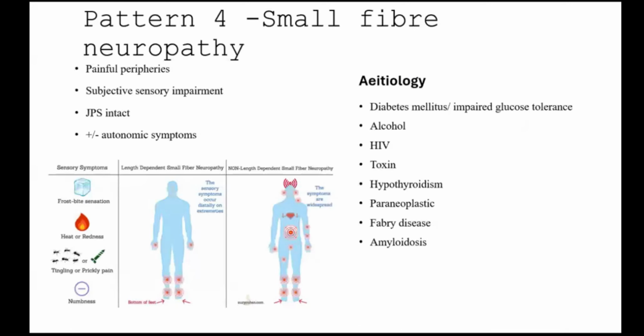The fourth pattern is small fiber neuropathy. Here the patient is complaining of pain, mostly in the peripheries. The pain may be like heat. They would say it is as if you have applied chili. It could also be a frostbite sensation or different very abnormal sensations they will complain of. It can present in a length-dependent manner. It can also present in a patchy manner, and in these patchy episodes, there may be autonomic dysfunction as well. Here, objective sensory impairment may not be there, especially large fiber involvement. So your proprioception will be normal in small fiber neuropathies.